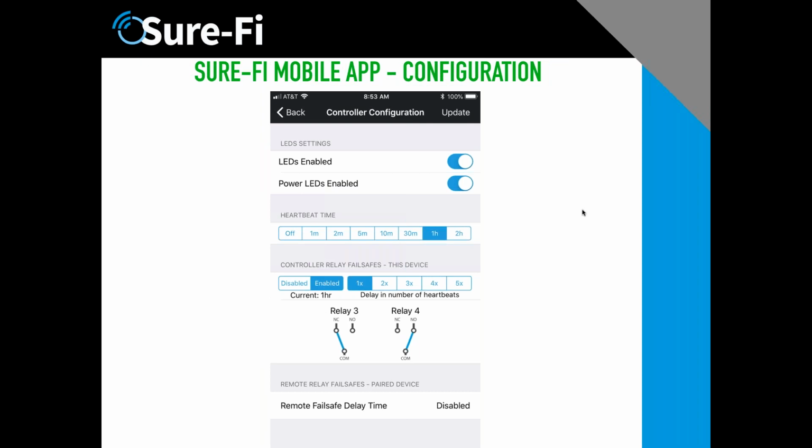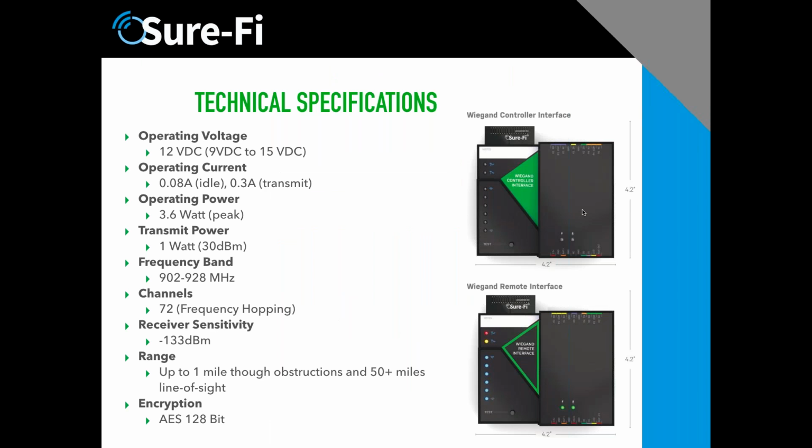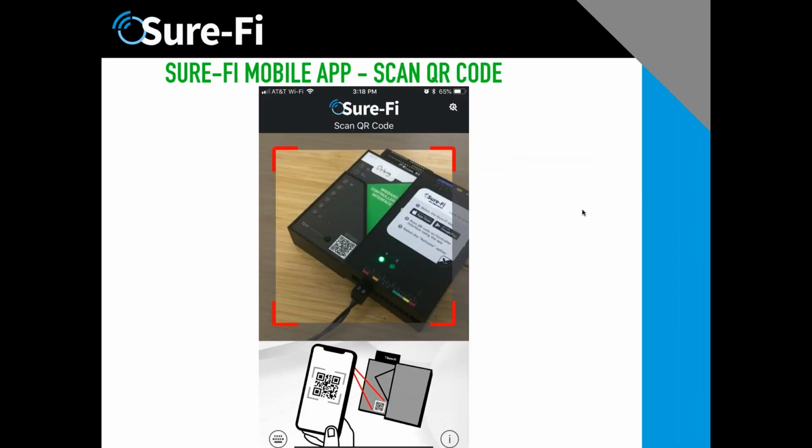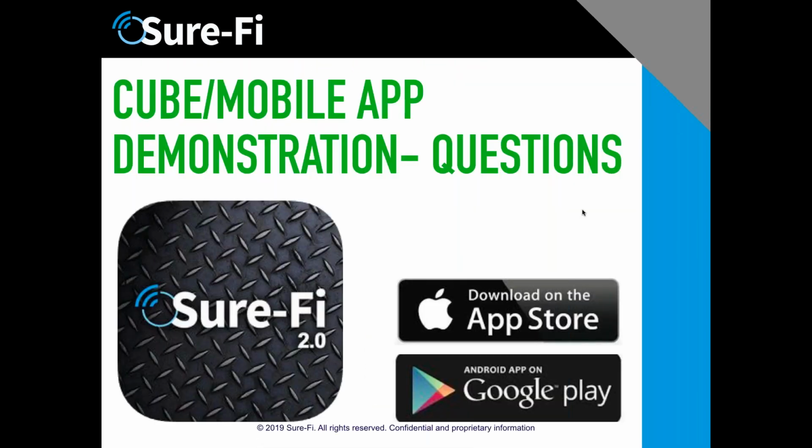It shows you configurations, how often you want the heartbeat, what you want to happen in a relay failsafe situation, whether the LEDs are enabled, and so forth. So that app has really been a real popular thing. And one of the things that's really interesting is that you can actually call up our SureFi support line. You can pull up the app on your phone, and if you give them permission, they can look through your phone into the unit and tell you exactly what it's doing.